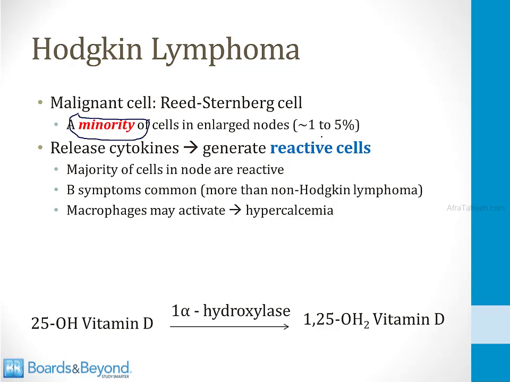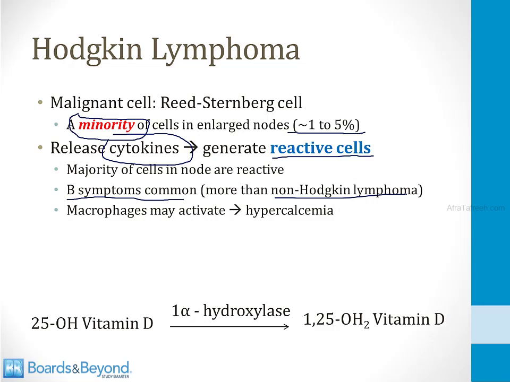Usually, Reed-Sternberg cells are only 1 to 5% of the cells inside an enlarged lymph node of a patient with Hodgkin lymphoma. Most of the cells inside that enlarged node are reactive cells, and these cells are reacting to the large number of cytokines that Reed-Sternberg cells release. If you can remember that Reed-Sternberg cells release lots of cytokines, it can help you remember that B symptoms are much more common in Hodgkin lymphoma than in most non-Hodgkin lymphomas.